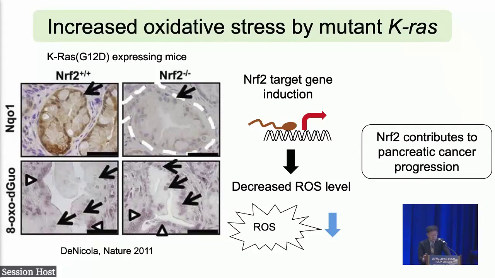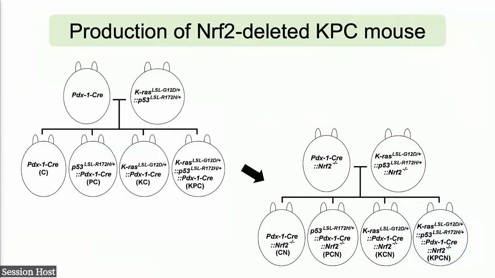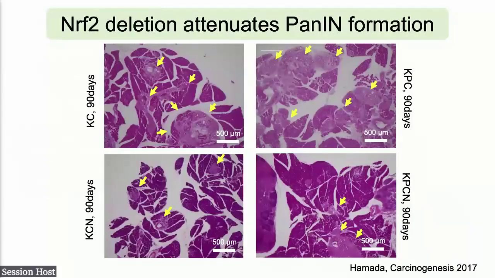The previous report suggested increased oxidative stress by mutant KRAS expression in the mouse model. Deletion of NRF2 in mutant KRAS expressing mouse led to increased reactive oxygen species level in the pancreas. So to validate whether NRF2 contributes to pancreatic carcinogenesis in the KPC mouse, we introduced an NRF2 null background as shown in this slide. As a result, NRF2 deletion reduced the number of PanIN, the precancerous lesions, both in mutant KRAS and mutant KRAS P53 expressing mice.